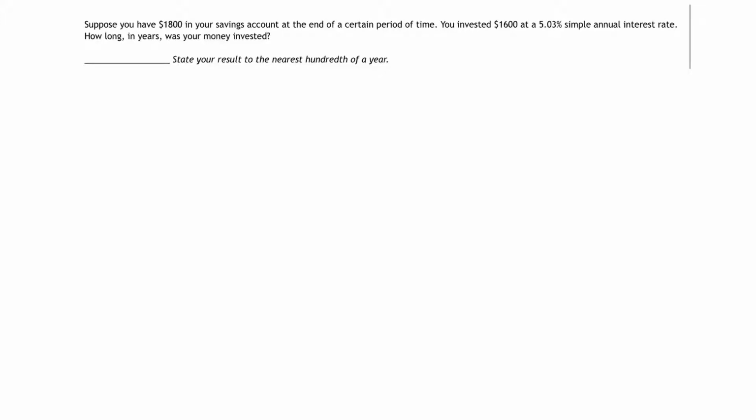Where should we begin? Well, I'd start by noticing that it's a simple annual interest problem. And the formula for simple interest is interest equals principal times rate times time. This gives us a good starting focus point. What is it we're actually looking for? Well, we're looking for how long in years your money was invested. So we are actually trying to solve for t.